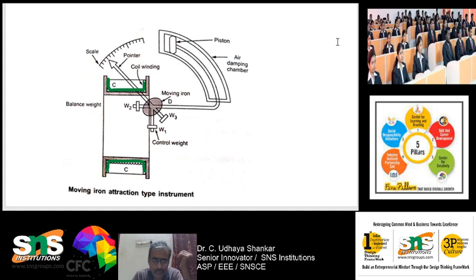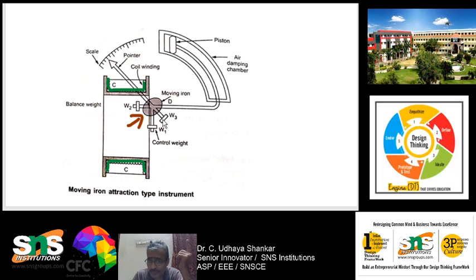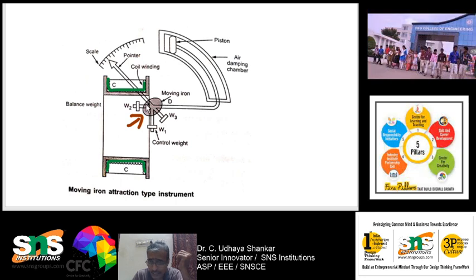and it is having some flat disc. See, this disc is the most important one. I will just mark it here, this disc. This disc is called the moving iron. It is connected to the pointer, and this moving iron is going to rotate. It is elliptical in shape. You can see that this moving iron is elliptical in shape.